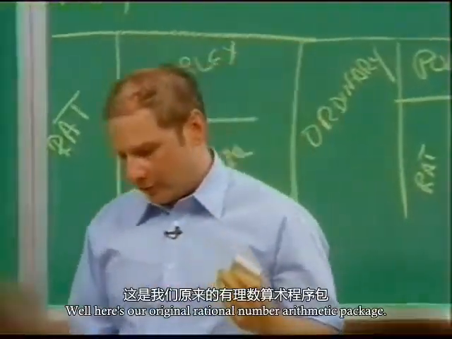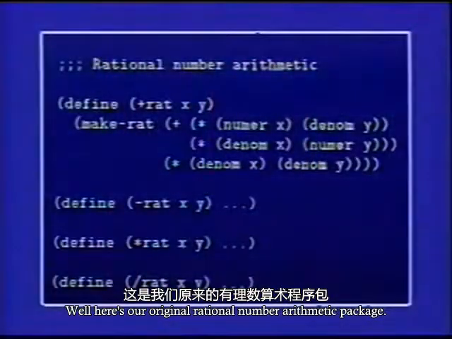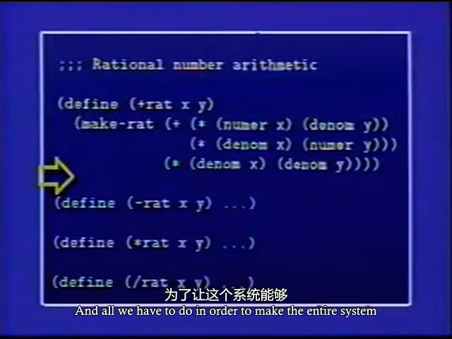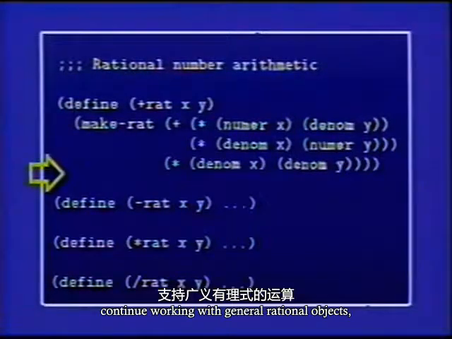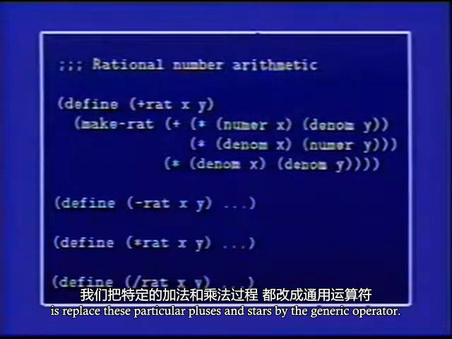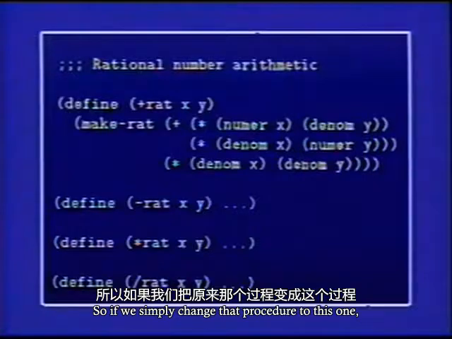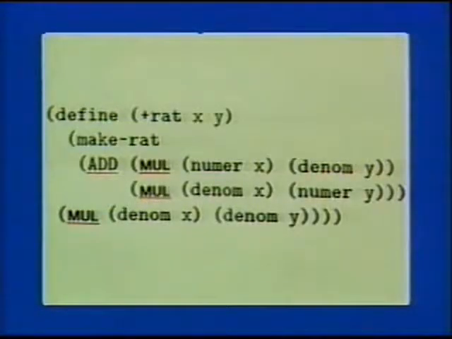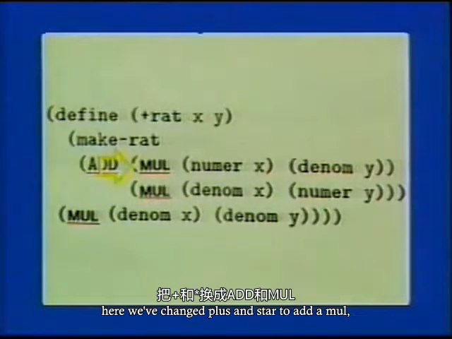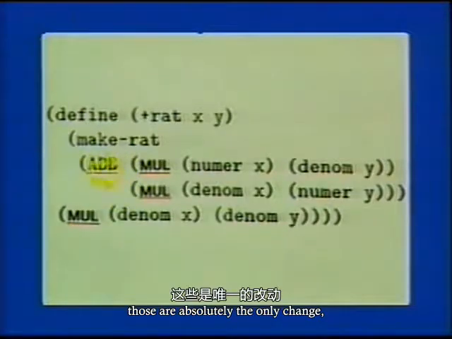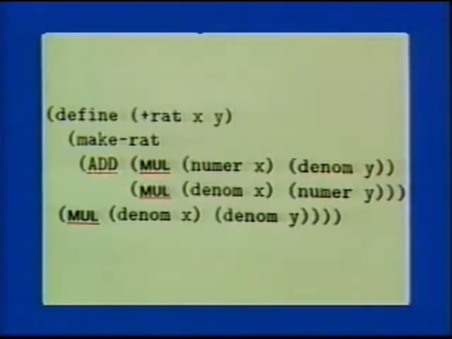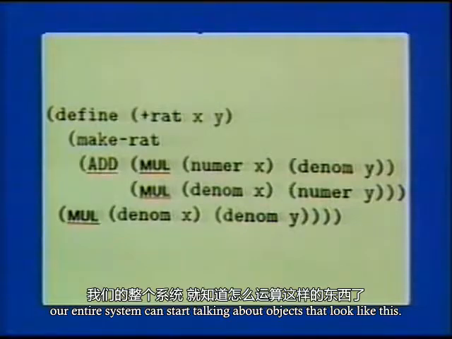Well, here's our original rational number arithmetic package. And all we have to do in order to make the entire system continue working with general rational objects is replace these particular pluses and stars by the generic operator. So if we simply change that procedure to this one, here we've changed plus and star to add and mul, those are absolutely the only change, then suddenly our entire system can start talking about objects that look like this.